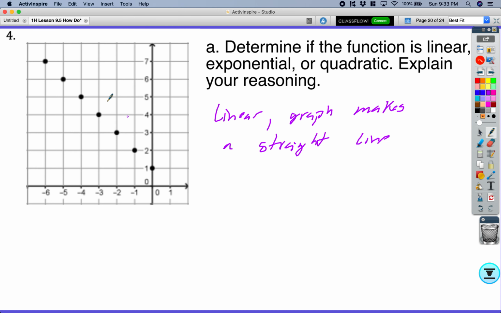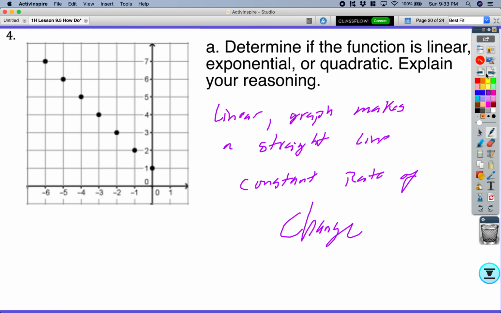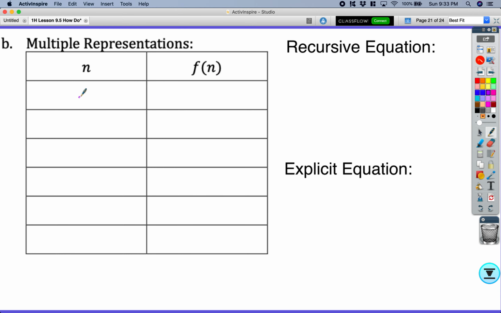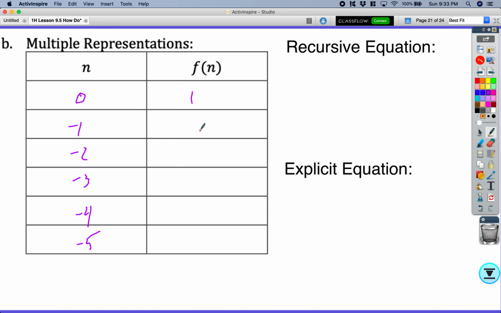And you can tell that it has a constant rate of change. Okay, so let's go ahead and look at this. What am I starting off at? -6 and 1, 0. So we got 0, -1, -2, -3, -4, -5. And what would I start off? I went from 1, 2, 3, 4, 5, 6.